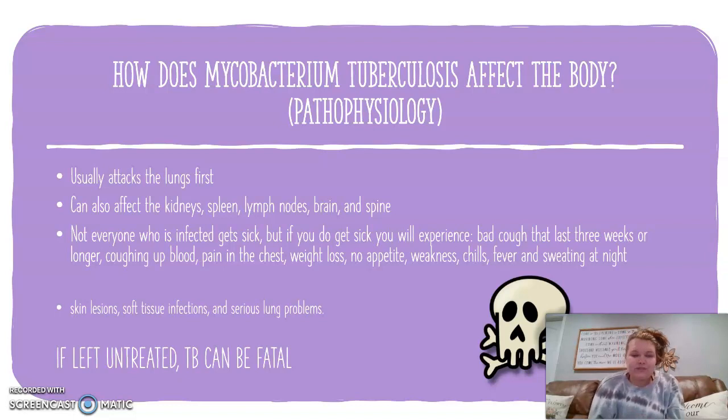And not everyone who is infected with TB gets sick. But if you do get sick, you may experience these, not all of them. A bad cough that lasts 3 weeks or longer, coughing up blood, pain in your chest, weight loss, loss of appetite, chills, fever, sweating at night. There are many more, but these are the most common ones you might notice.